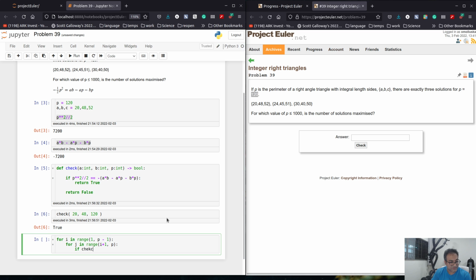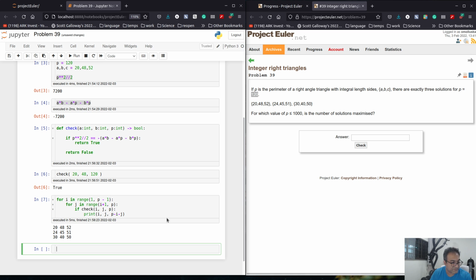If check i and j and p, print i, j and p minus i minus j. So we have 20, 48, 52, 24, 45, 51, and 30, 40, 50. All right, so all this is good. For which value of p less than 1000 is the number of solutions maximized?